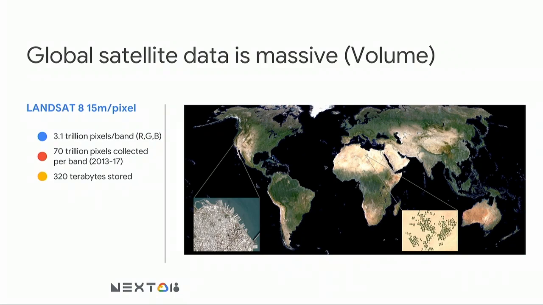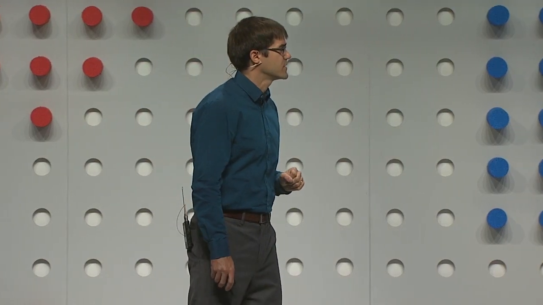So to work through those with some numbers and a bit of detail, global satellite data sets are very big. This composite that we made is comprised of 3.1 trillion pixels per band, and the Landsat satellite that took this has collected over 70 trillion pixels between 2013 and 2017. So that comprises 320 terabytes on disk, and that's just one satellite among many.